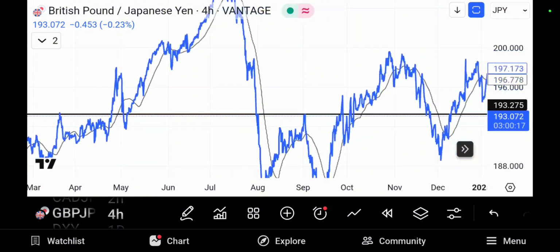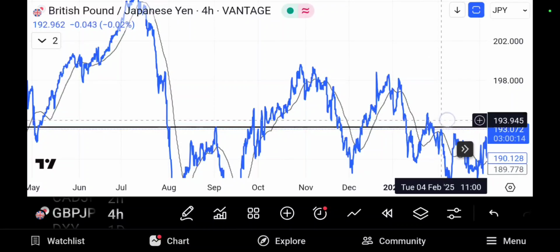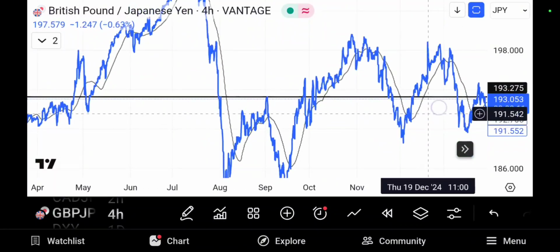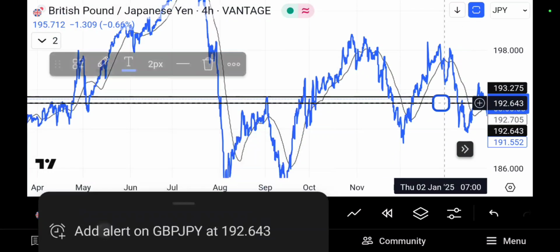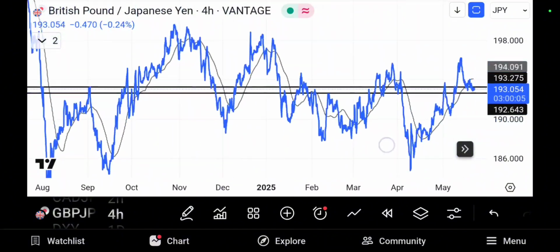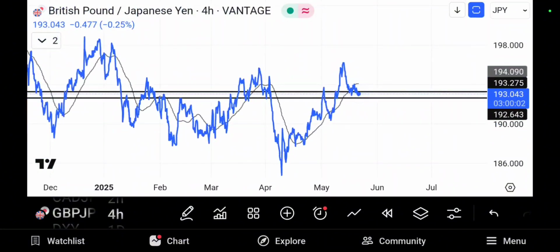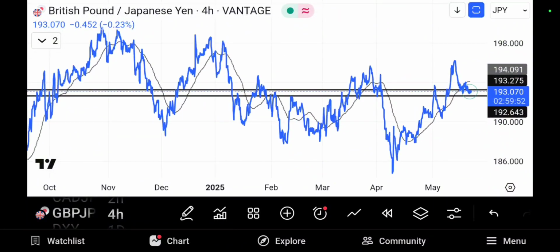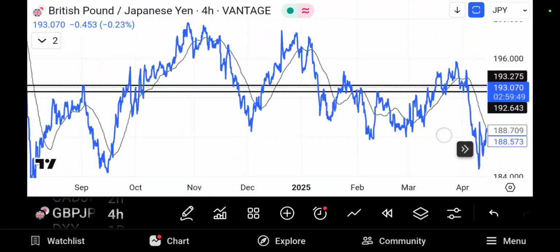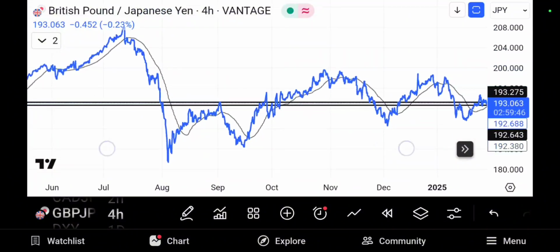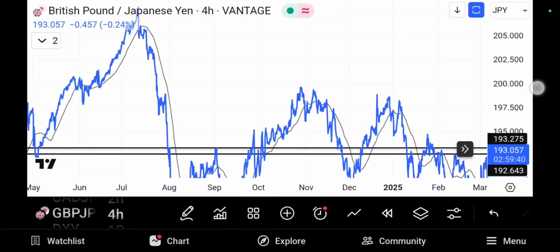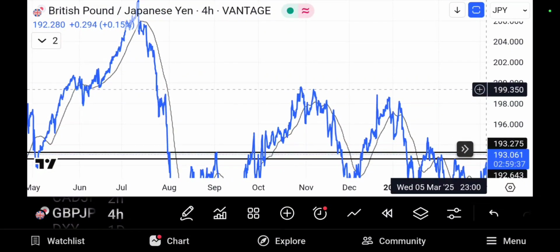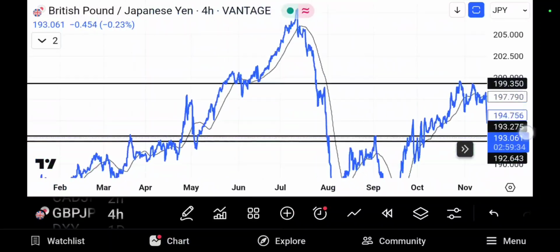This is how I look for my zones. But I don't make use of just one line. I make use of two horizontal lines so that it becomes a zone, in case the price breaks out of it, then you can give it a retest. You see how price has touched this. This is a clean zone right here.